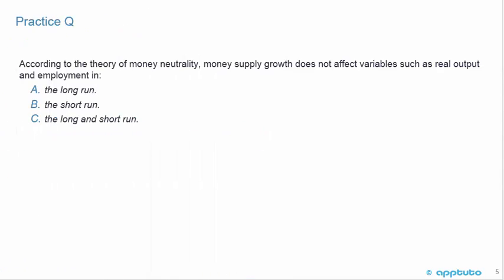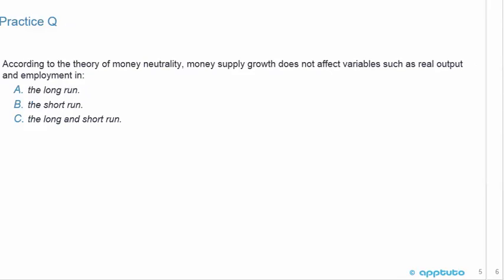So we'll just finish this LOS with two quick practice questions. The first one: according to the theory of money neutrality, money supply growth does not affect variables such as real output and employment in A, the long run, B, the short run, or C, the long and short run.